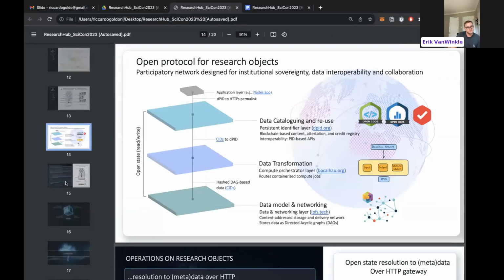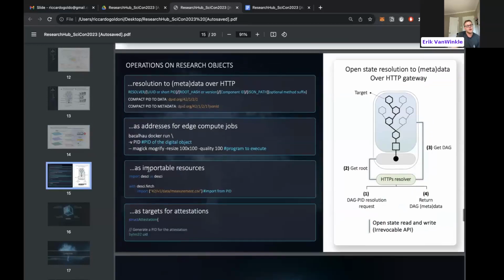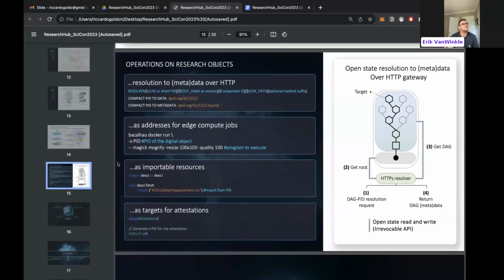And for the next slide, all of this technology comes together to give some interesting potential capabilities for any given researcher. So first off, a DPID is an API. So someone can come in, use the DPID, let's say dpid.org/42, to immediately resolve to the data that's there over HTTP. They can also immediately resolve to the metadata that's there through the API.